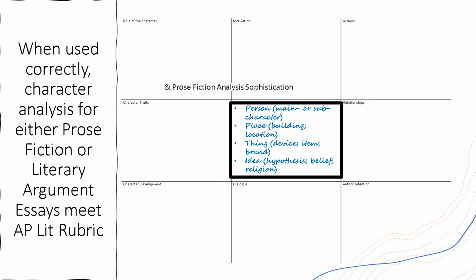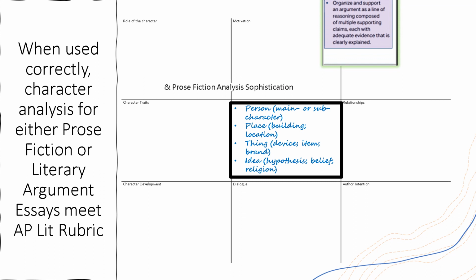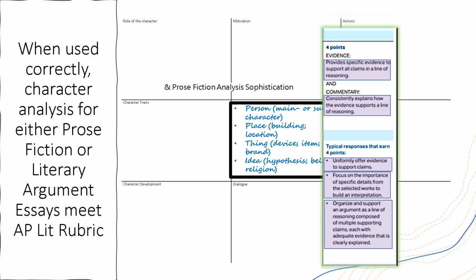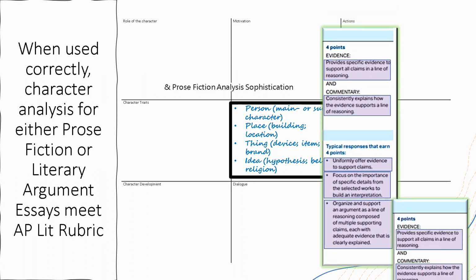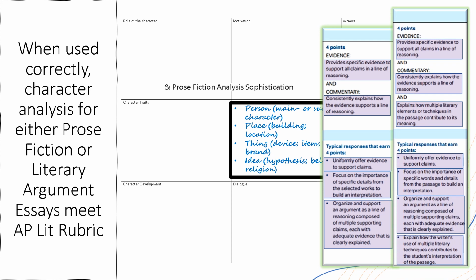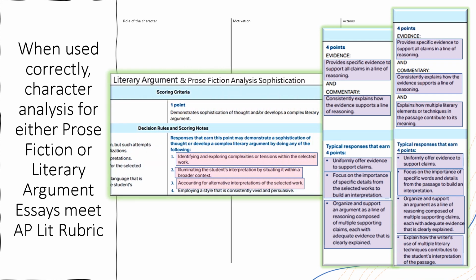When completed correctly, a character analysis for either prose fiction or literary argument essays meets the AP Literature rubric. It does this by helping in developing the evidence and commentary of the literary argument and the prose fiction essay. It also provides basic sophistication information according to both rubrics.